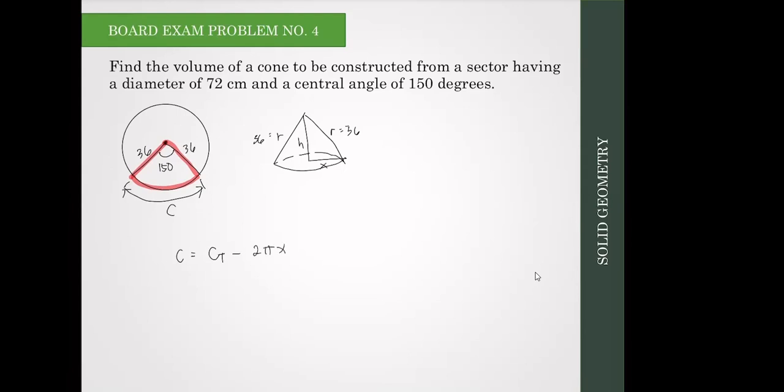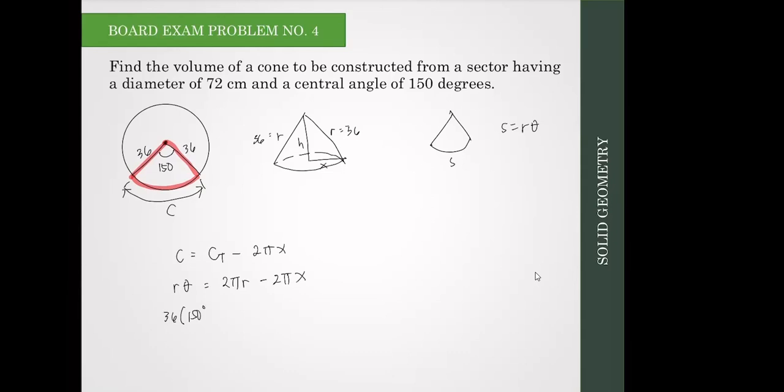Okay? So, yung sa sector natin, may formula tayo for sector na length niya, na S. S is equals to R theta. So, R theta is equals dun sa total circumference natin, which is 2 pi R ng circle, minus 2 pi x natin. So, substitute natin yung values. We have 36 times 150.